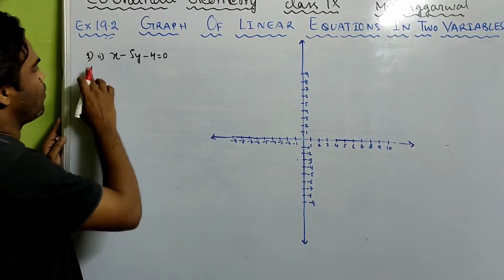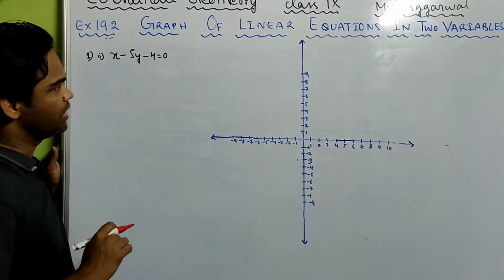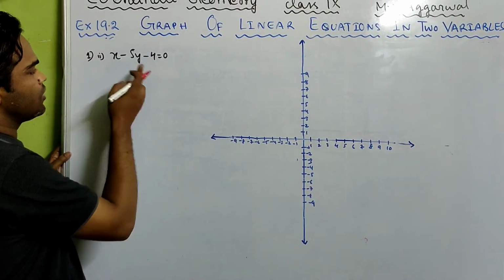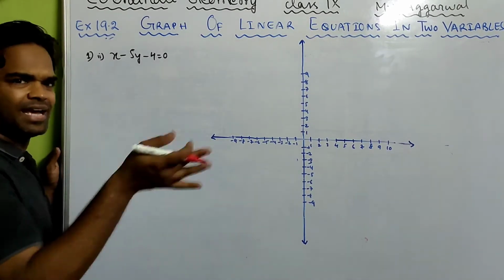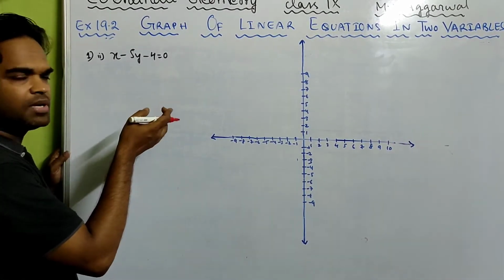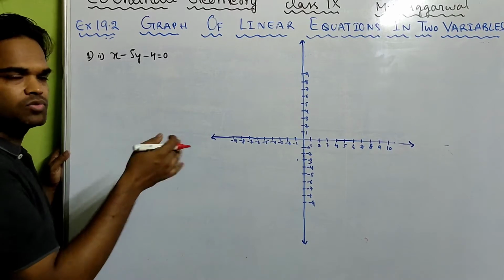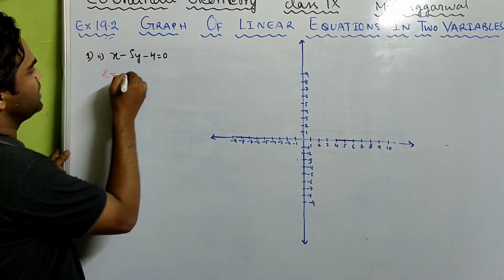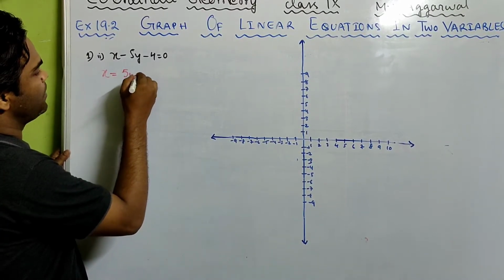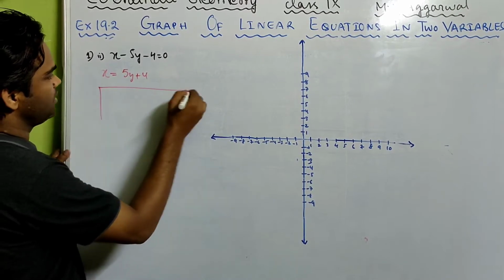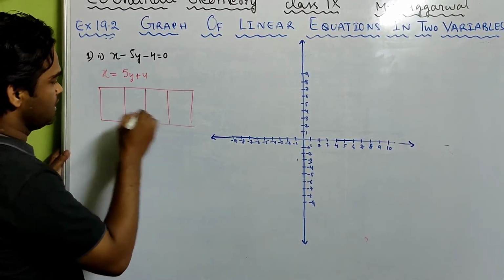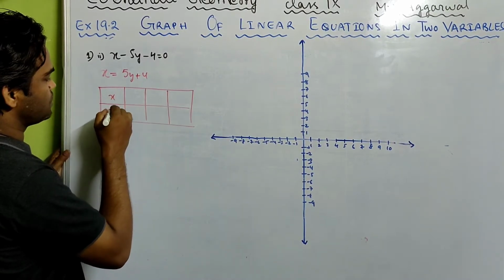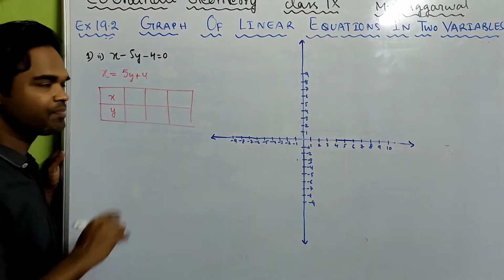Let us solve sums from exercise 19.2. Let us solve sum number 1 part 2 from exercise 19.2, M L Aggarwal. Draw the graph for x minus 5y minus 4 equals 0. First step, make x or y the subject. I'll make x the subject because the coefficient of x is 1, so it's better. So x will be equal to 5y plus 4. Now I'll make a table. I'll choose 3 values of y and get the corresponding value of x.